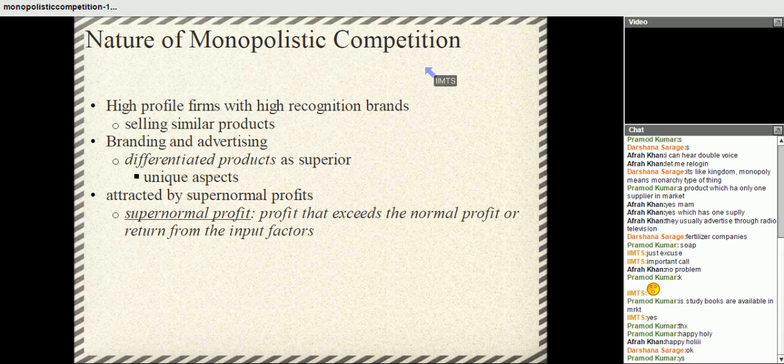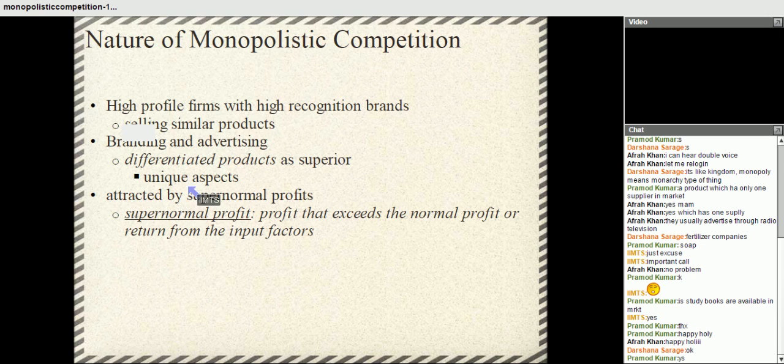So let's see what is the nature of monopolistic competition. It is high profile firms with recognized brands. This type of market is normally seen with brands offered in the market that operate under this market condition. They sell similar products. Branding and advertising play a very important role. The major portion of the profit is eaten up by advertising, because advertising is done on a massive scale. Big celebrities are hired, they endorse the product, so a lot is paid in marketing.